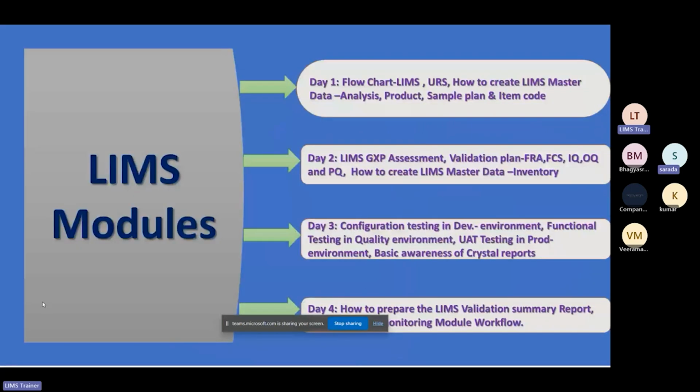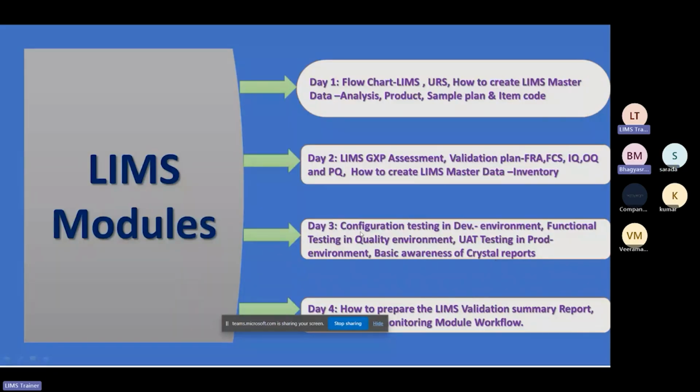Then the 8 days course we have, what we will learn there, I will explain in 2 minutes. Now, day one we will go for the LIMS user requirement specifications and master data analysis. Then the GXP assessment, validation plan, including IQ, OQ, PQ, and how to prepare LIMS master data. That we will see on the second day. On the third day, we will go for configuration testing in development environment, functional testing, user acceptance, and crystal reports.